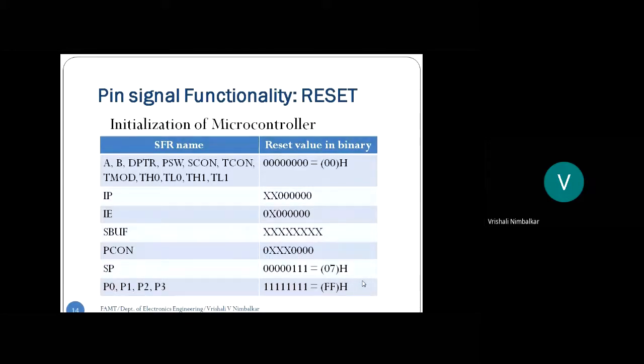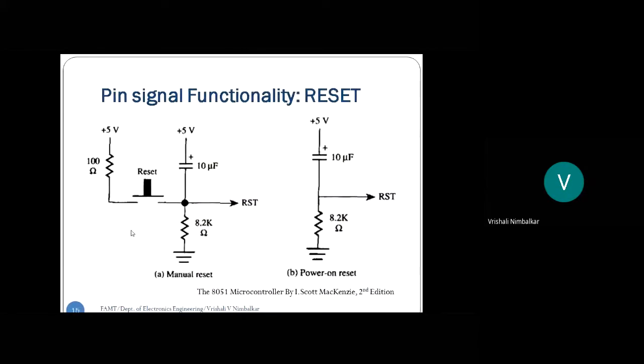So this is called initialization of microcontroller, right? And when does this initialization happen? When we reset microcontroller. And there are 2 options for reset. See, one is the manual reset and the other is power on reset. Now see, there is RST written. It means that is the microcontroller pin number 9. Okay, RST is that pin number 9 of microcontroller.